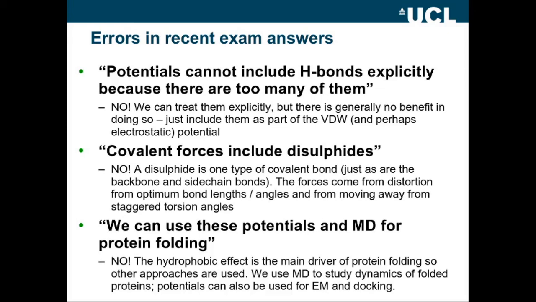"Covalent forces include disulfides." I pointed this out as an error early on. A disulfide is just a covalent bond, just as the backbone bonds are and the side chain bonds. It's the forces that we're talking about. The forces come from the distortion of optimum bond lengths, optimum bond angles, and moving away from staggered torsion angles to eclipsed torsion angles.